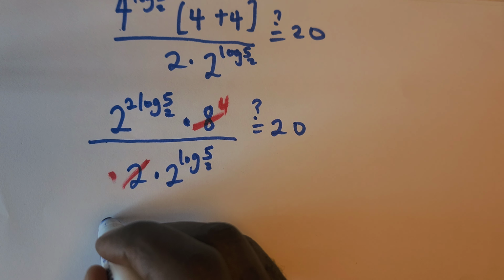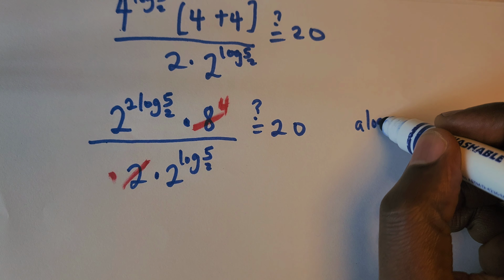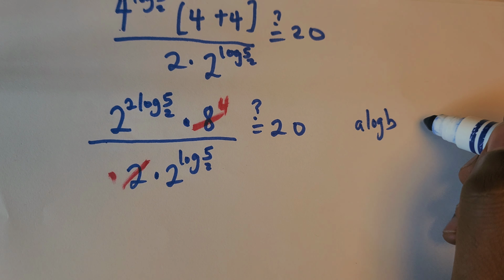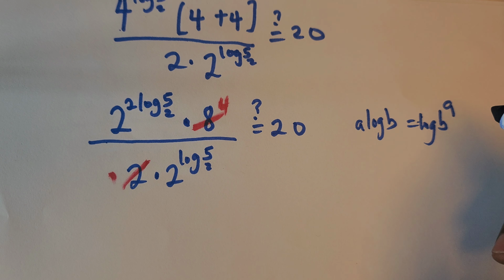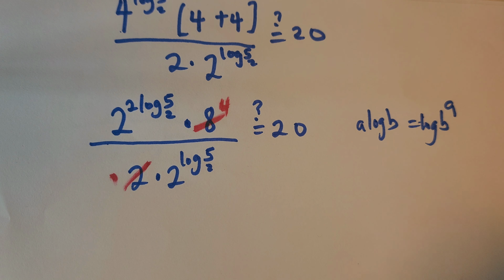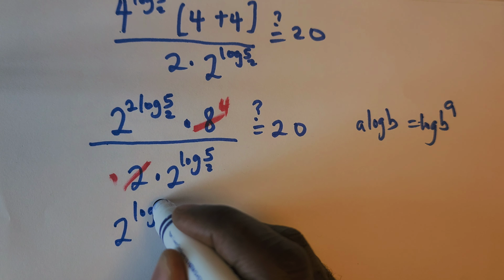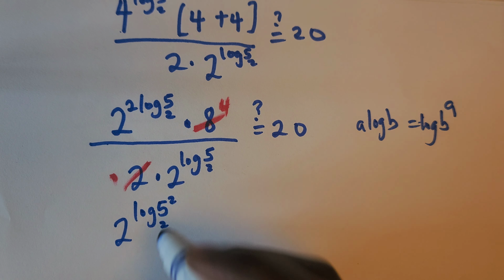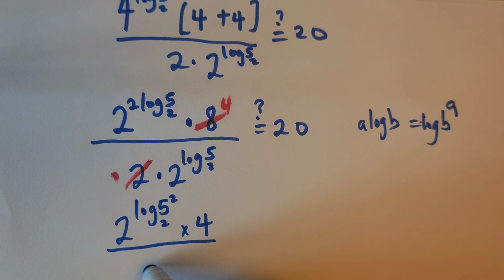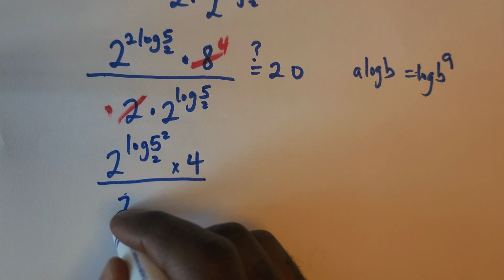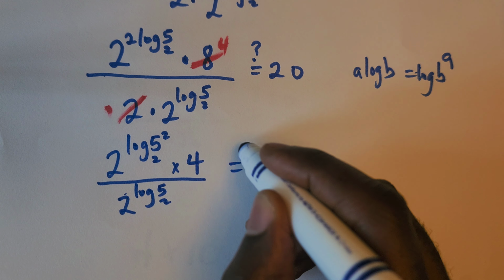Here, this can be written as, also the rule of log says when you have a log b, this is the same thing as saying log b to the power of a. You can move this to the top. So here we have 2 to the power of log 5 squared base 2 multiplied by 4, divided by 2 to the power of log 5 base 2.